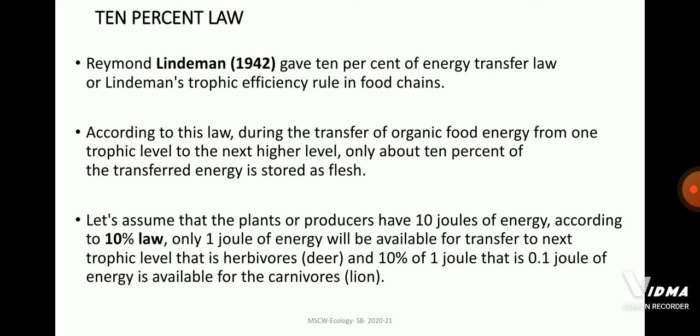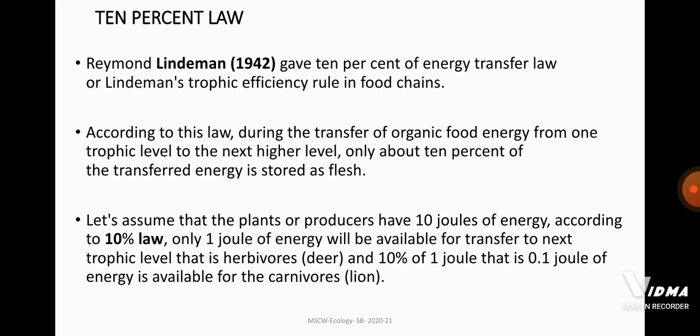Next, let us discuss the 10% law. Raymond Lindeman in 1942 gave the concept of 10% of energy flow transfer, or the law known as Lindeman's trophic efficiency rule in food chains. It is also called the 10% law. According to this law, during the transfer of organic food energy from one trophic level to the next higher level, only about 10% of the transferred energy is stored as flesh.